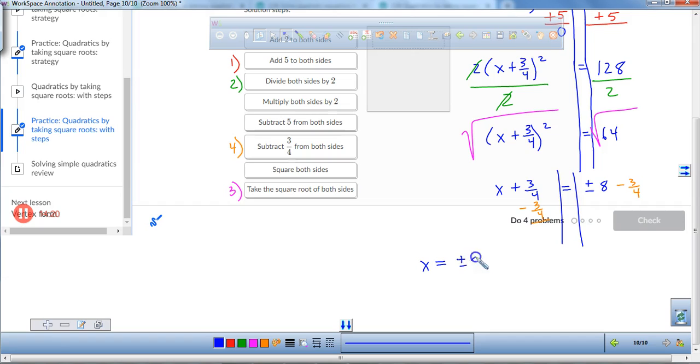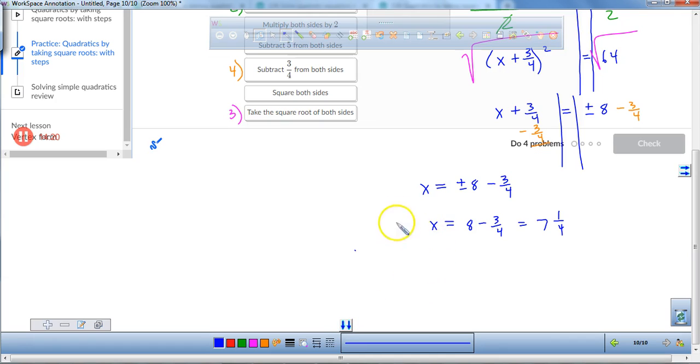How do we take plus or minus 8 and take away 3/4? So here's would be my final answer. 8 minus 3/4 is equal to 7 1/4. And negative 8 minus 3/4 is equal to negative 8 3/4. So what would my solution set be if this was a solution set?